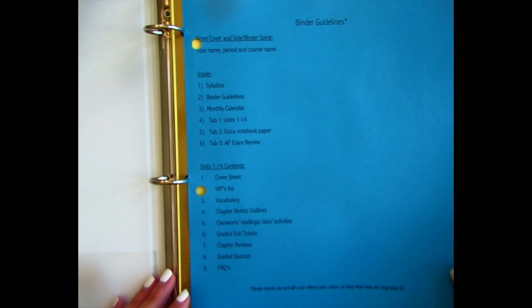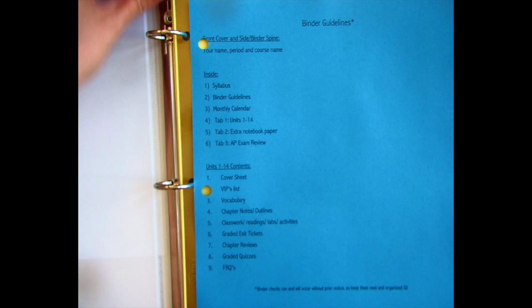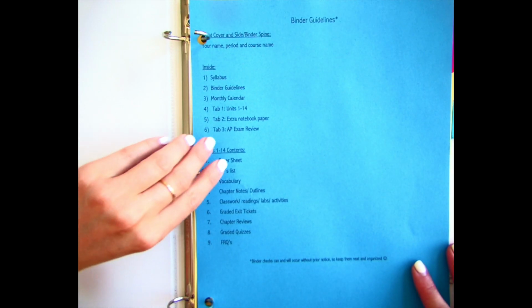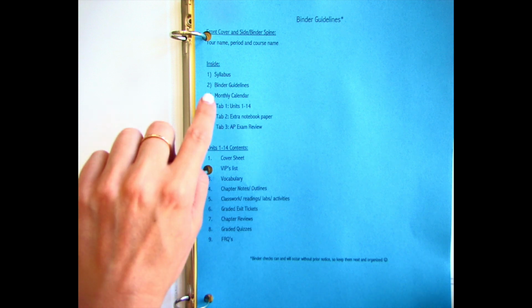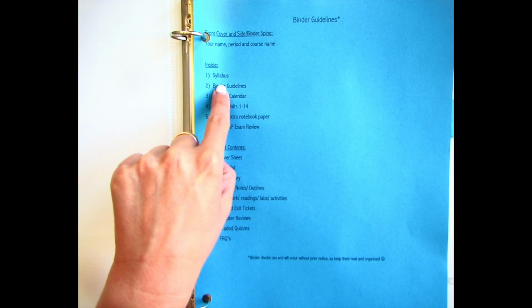And then for the first, like in the very front of your binder, the first thing I'd like you to have is binder guidelines sheet. And this is just kind of an overview of what I'm talking about in the video. So throughout the year, like before a binder check or something, you can just review the expectations for how your binder should look. So here's what should be in your binder for the whole year.